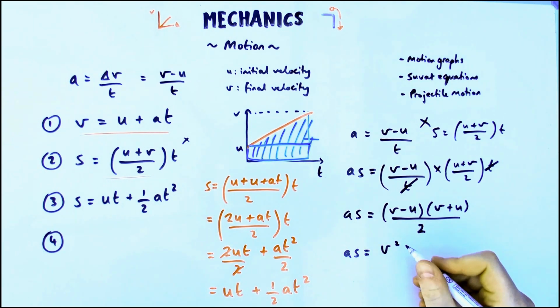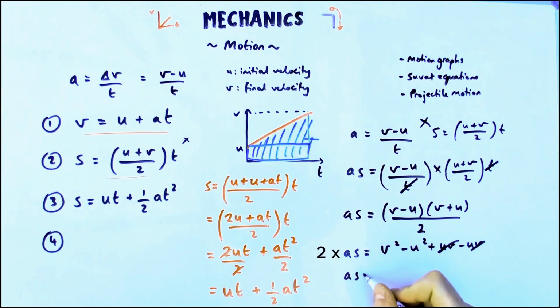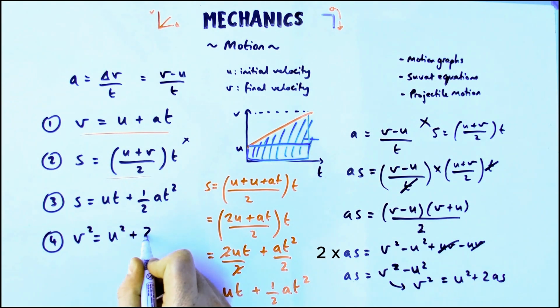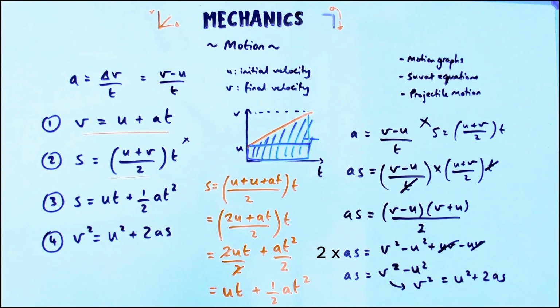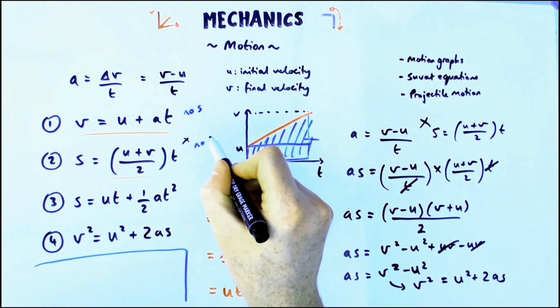So if I times those together, I can combine the brackets together and expand them out. Now if I expand out the brackets, I've then got (v squared minus u squared) over 2, and to rearrange this to make v squared the subject, we're going to get v squared equals u squared plus 2as, which is our fourth and final equation of motion.